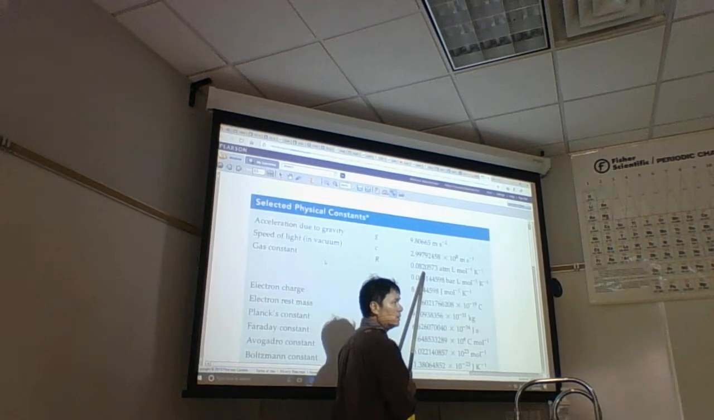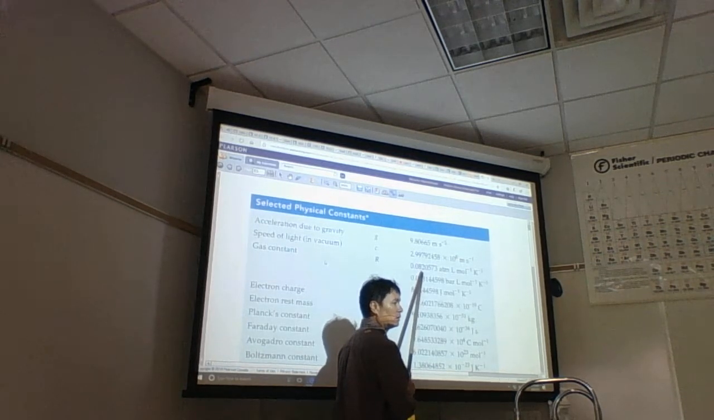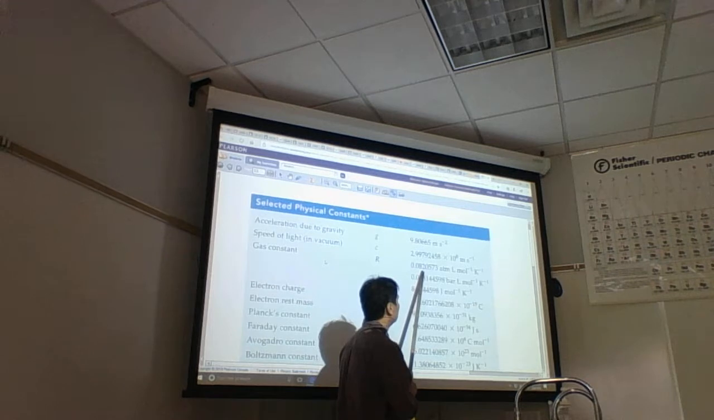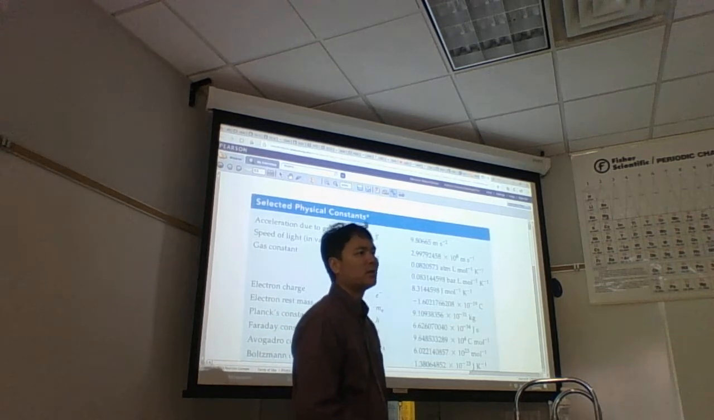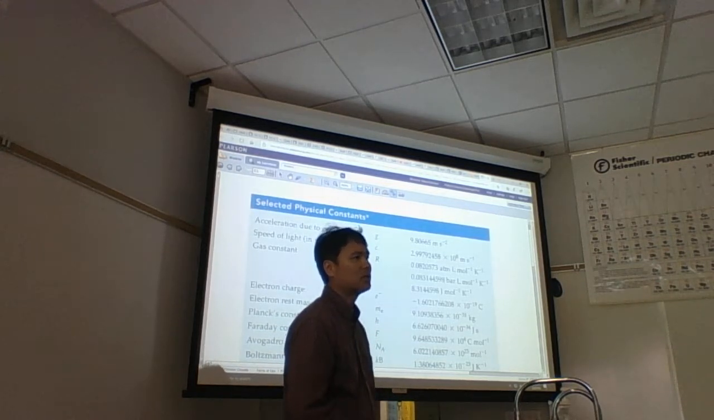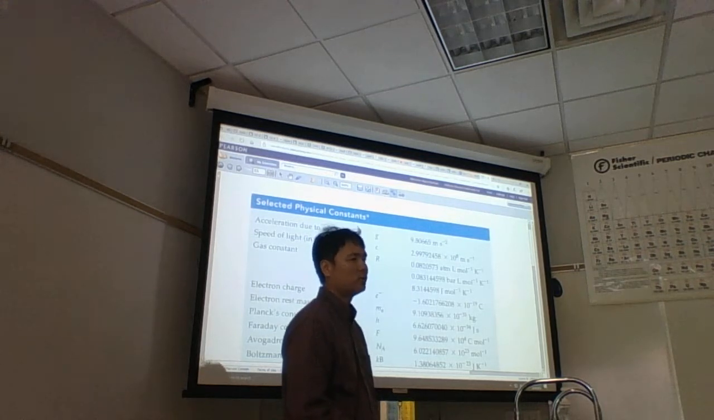Our book, Krakolici, asks us to memorize it to 3. To 3 sig figs, what would this number be? 0.0821. But it's kind of a waste. If you're going to memorize this, memorize it to 4, because next semester, Chem 1A, you have to have it memorized to 4. And so you'd have to erase it and re-memorize it to 4. It's much easier to memorize it to 4 to begin with. That way you don't have to do it again later.